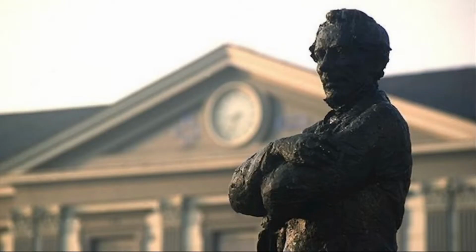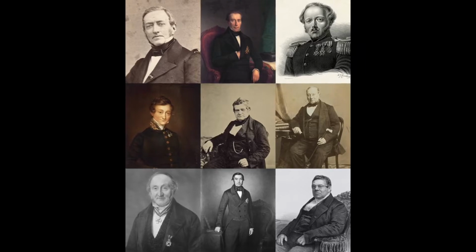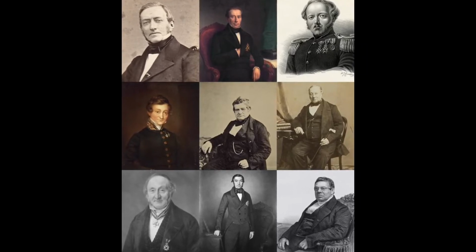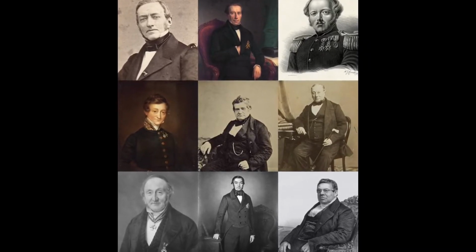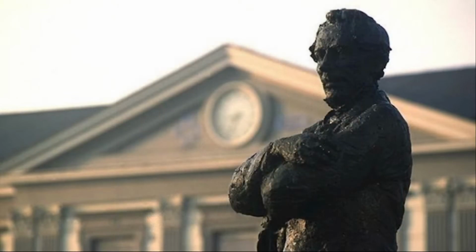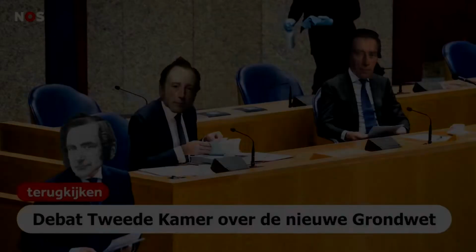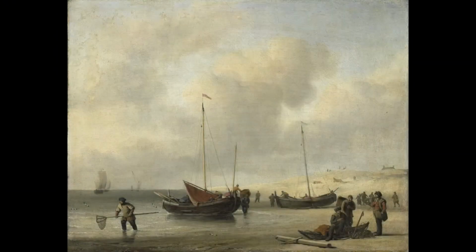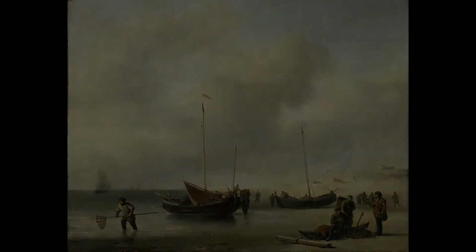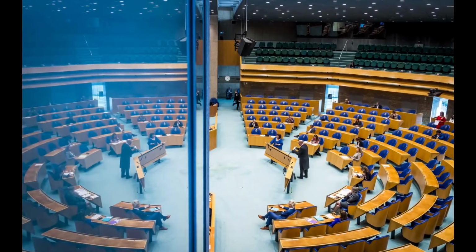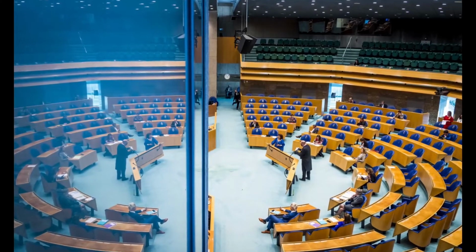The constitution was largely based on the proposal of the Nine Men, a written proposal by 9 members of the House of Representatives under the leadership of Thorbecke to change the constitution. These were the first direct elections to the Dutch House of Representatives. This House of Representatives would be the first Dutch parliament which could hold the government accountable.